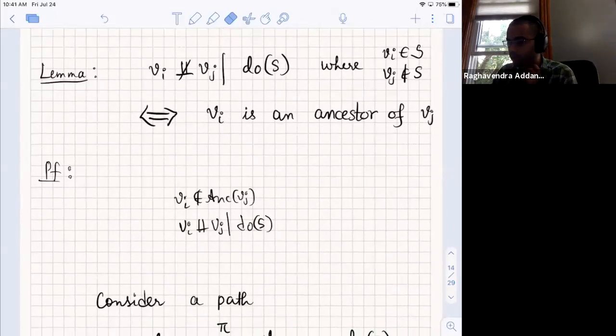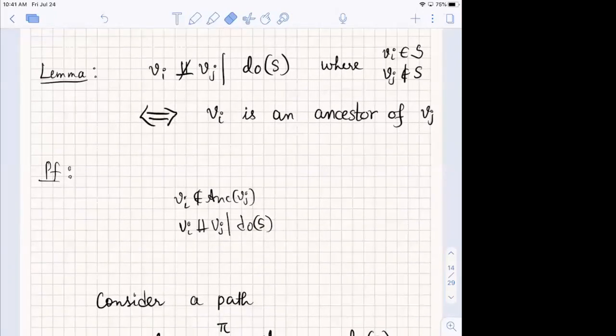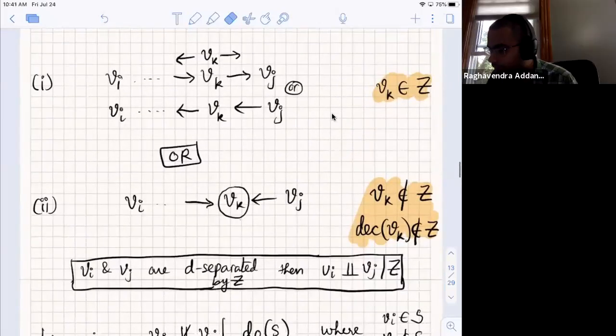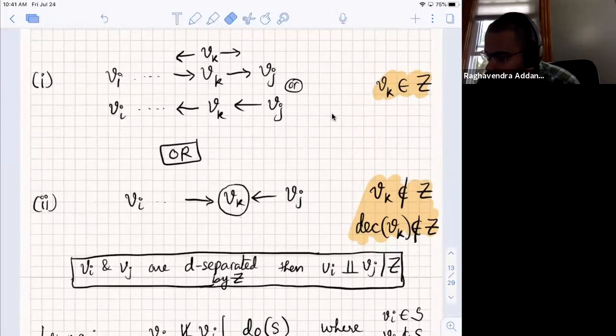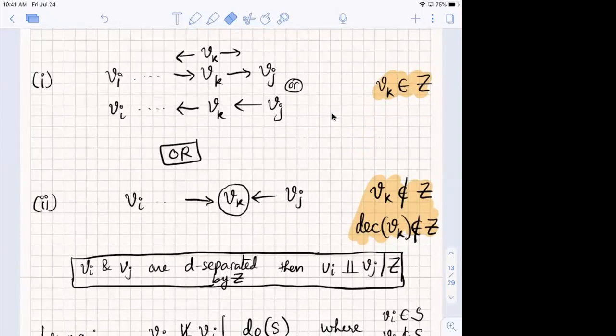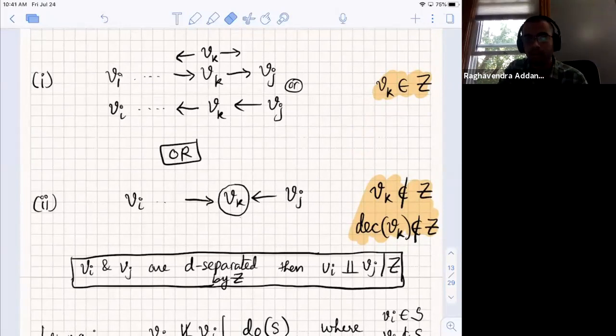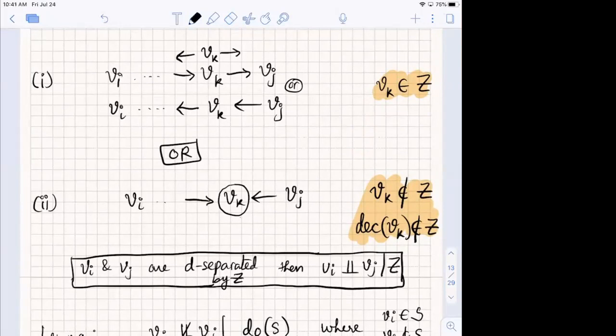But that descendant also should not be in the path, right? Because otherwise the descendant could block. No, it can't be there, right? Okay, I see. Because it's a collider. Because it's a collider, exactly. I think my diagram was a bit misleading, but yeah. No, it's perfect. Okay.